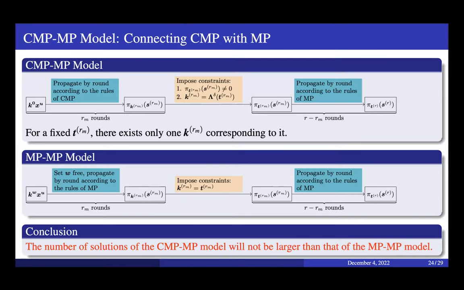Using CMP, we can also construct an MILP model called CMP-MP model. The propagation of the first round is described by CMP. In the middle part, we require the delta part of the input to equal the delta part of the output. And of course, the propagation related to constant zero bits is still not allowed. If we use the monomial prediction to recover the valuable terms, the MILP model should be like this, and we call this model MPMP model. And we can prove that the number of solutions of the CMPMP model will not be larger than that of the MPMP model.